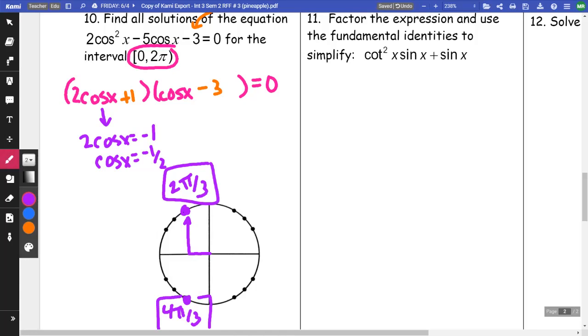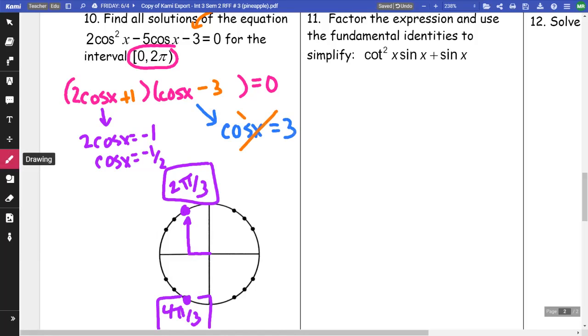And then for the second piece, set this equal to 0, and I get cosine x is equal to 3. And cosine and sine, the max and min that they can ever be is 1 and -1. So it's never going to equal 3. So my 2 answers are 2 pi thirds and 4 pi thirds.